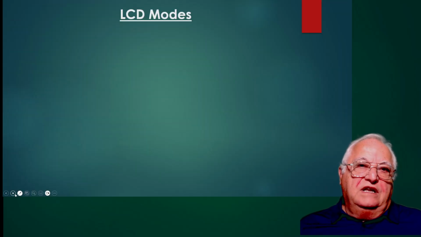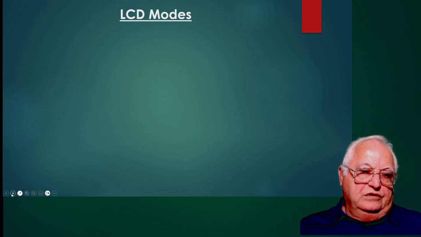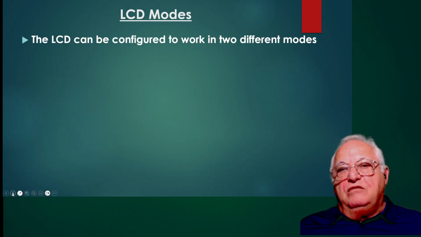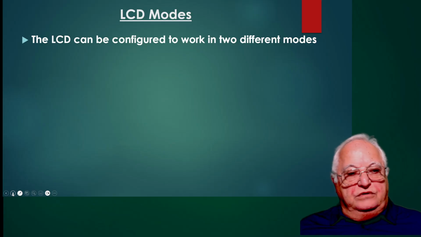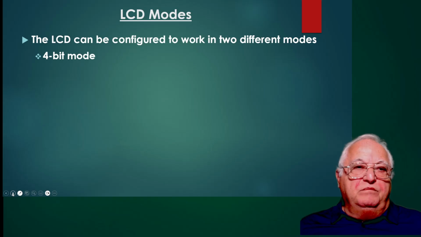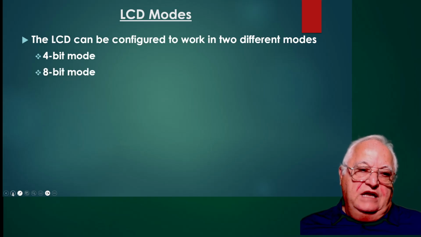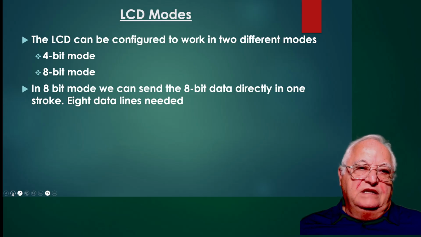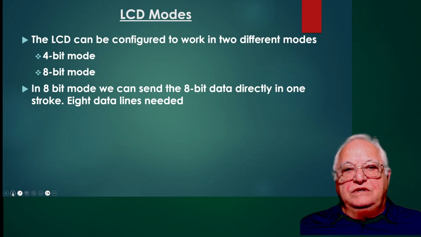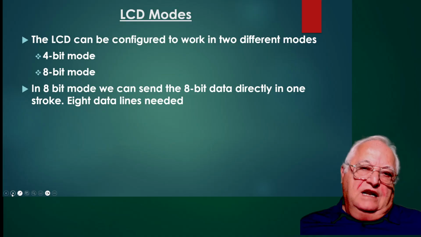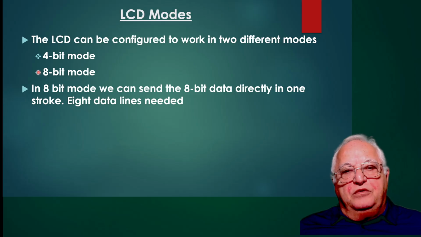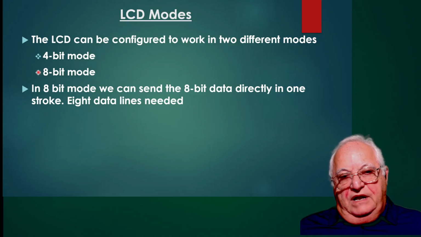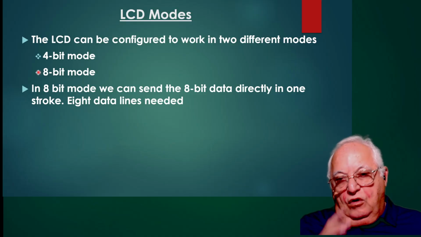So now let's look at the LCD modes. It can be configured to 2 different modes. One is the 4-bit mode, and the other one is the 8-bit mode. In the 8-bit mode, we send the 8-bit data directly in one stroke, 8 data lines. So in 8-bit mode, we have to hook up 8 data lines from the processor to the display, and we send the ASCII code all at once.